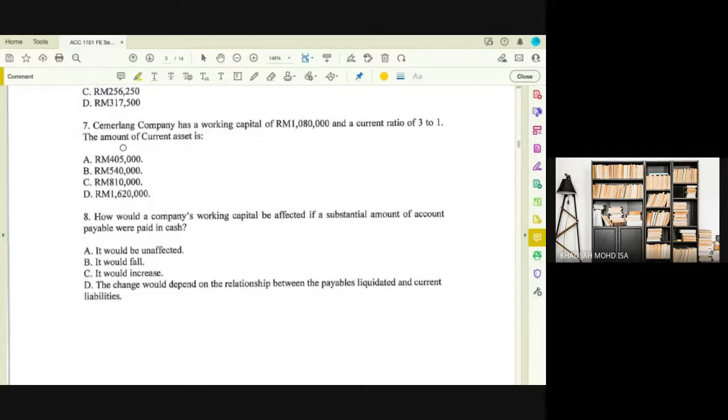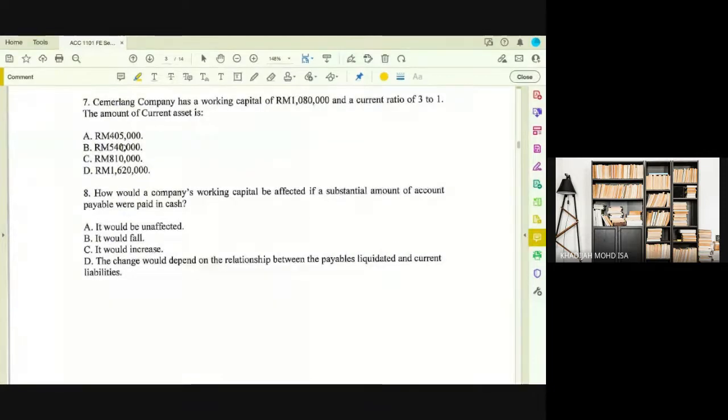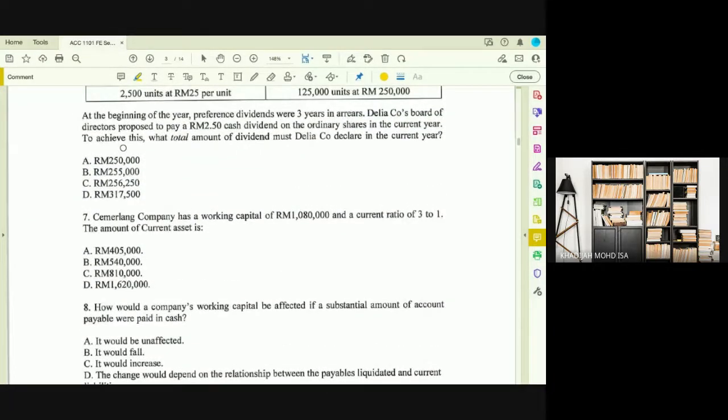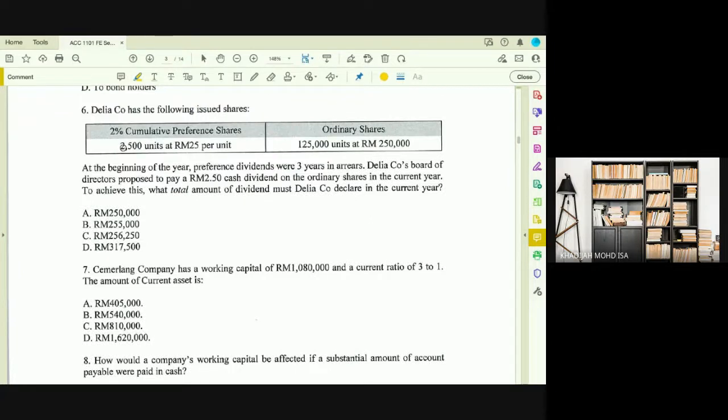Current ratio, amount of current asset. All right, so what is this? At the beginning of the year, preference dividend were 3 years in arrears. The board of directors proposed to pay 2.5 cash dividend on the ordinary shares in the current year. To achieve this, what total amount of dividend must the company declare in the current year? You have preference shares of 2,500 units and ordinary shares of 125,000 units. If the company decided to pay 2.5 cash dividend on ordinary shares, what is the total amount of dividend?